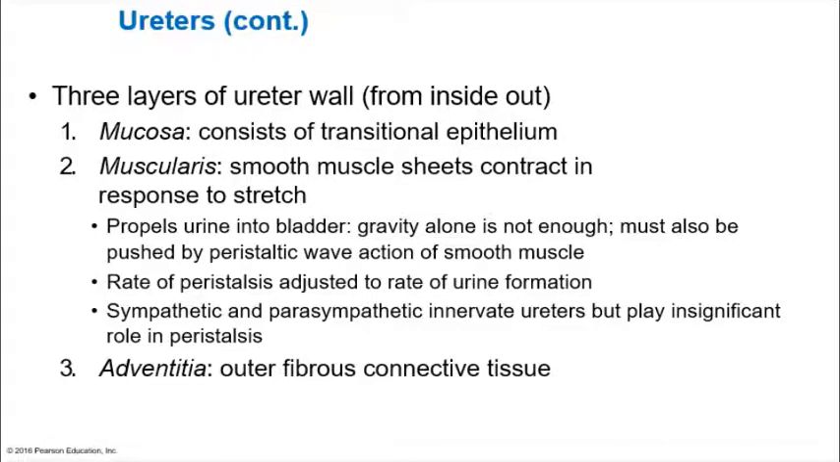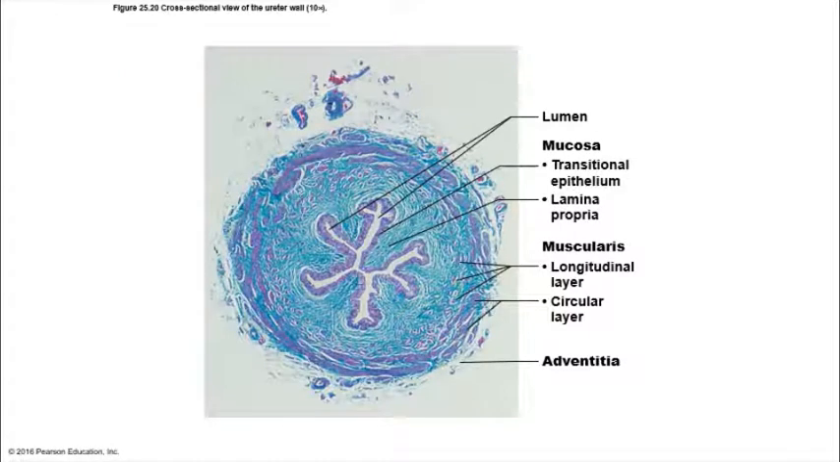And then the outermost layer is just some connective tissue. It's connective tissue we've seen before. It's just some adventitia. Those are the 3 layers. Inner layer of epithelial tissue, mucosa. Middle layer of smooth muscle, muscularis. And the outer layer of connective tissue is the adventitia.